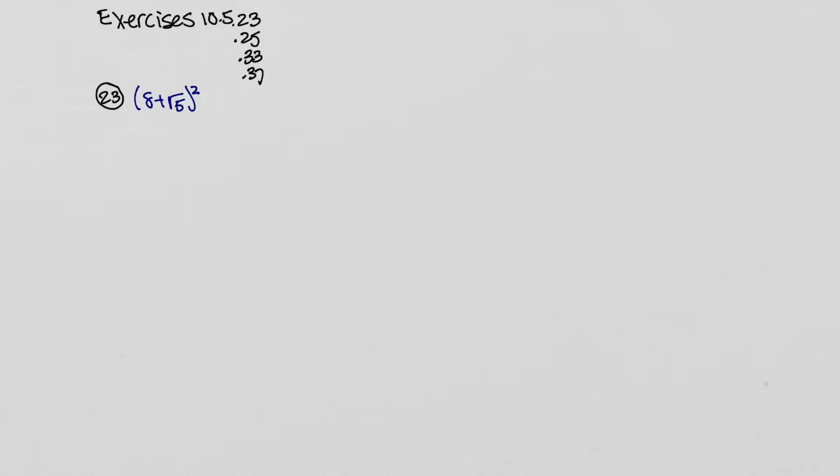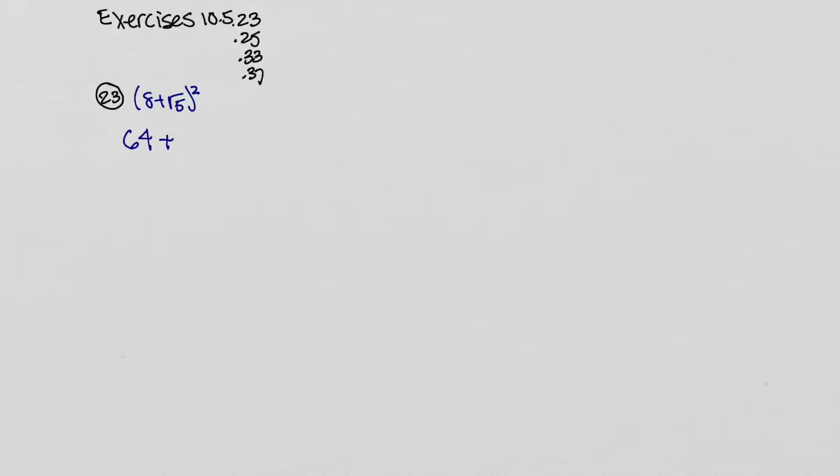Here in 23, we're going to square this binomial. Now we've got a pattern for that, right? We did that a few videos ago. The pattern is square the first, multiply these two together, double it, and square the last. So let's do it. Square the first, we get 64.